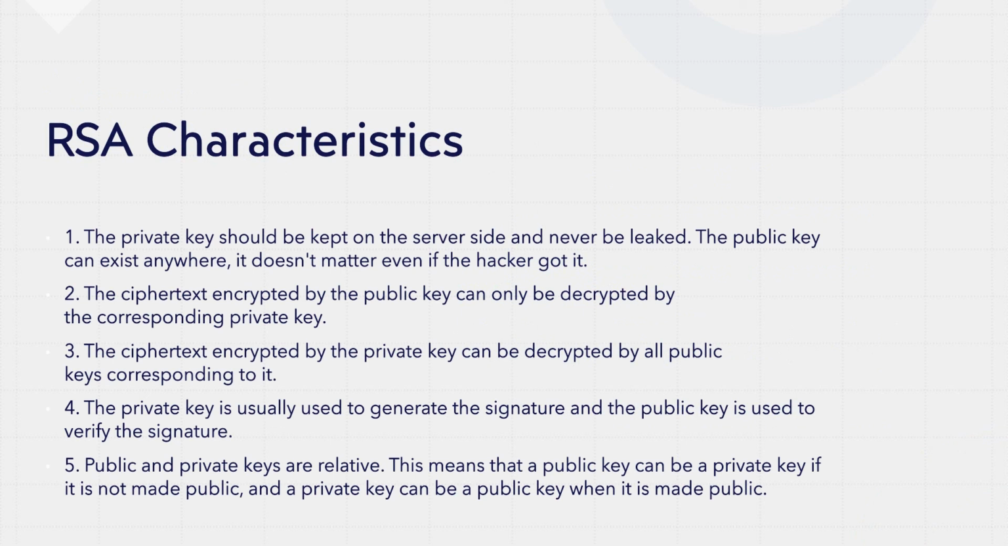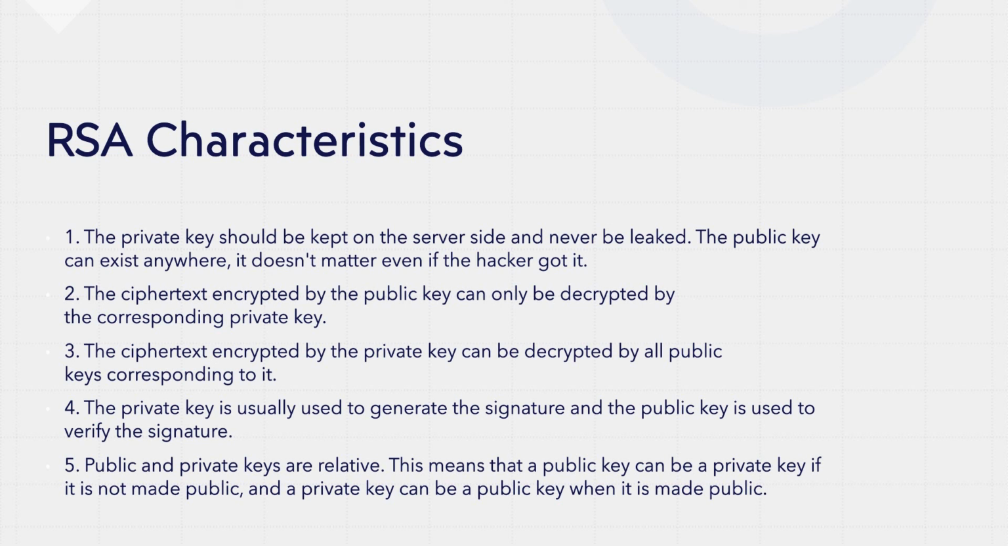So we've been talking about RSA for a long time. These are some of the main characteristics. 1. The private key should be kept on the server side and never be leaked. The public key can exist anywhere, it doesn't matter even if the hacker got it. 2. The ciphertext encrypted by the public key can only be decrypted by the corresponding private key. 3. The ciphertext encrypted by the private key can be decrypted by all public keys corresponding to it.